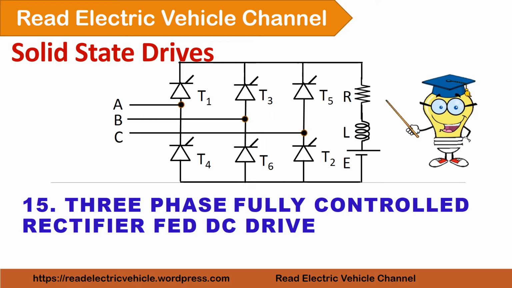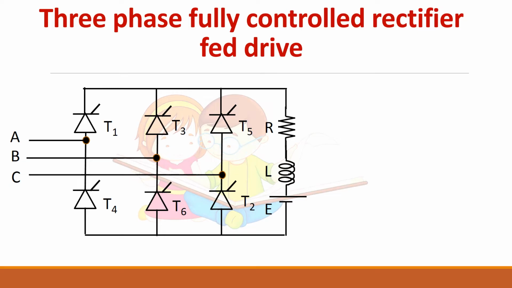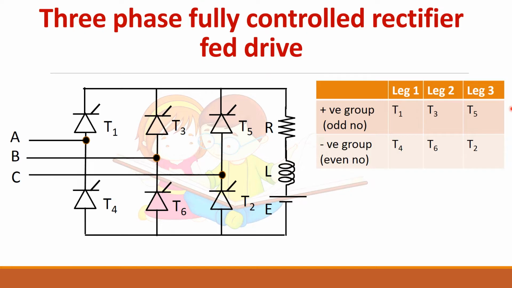In this video, we will be seeing about the three-phase fully controlled rectifier fed DC drive. In a three-phase converter, we know we have 3 legs and 6 thyristors. T1, T3 and T5, that is the odd-numbered devices, will be connected in the positive group or the upper group, and in the bottom we have T4, T6 and T2. Always follow this sequence: 1, 3, 5, 4, 6 and 2.